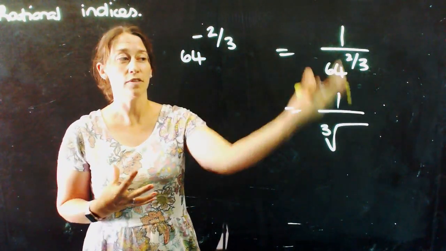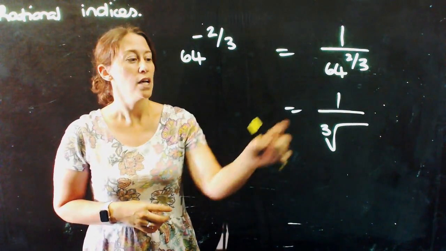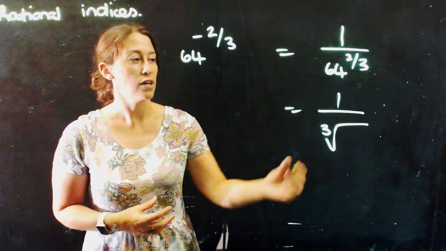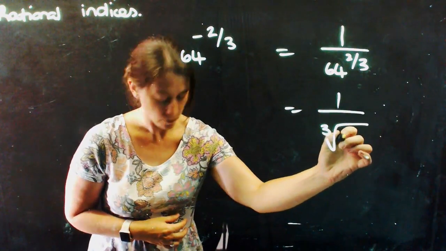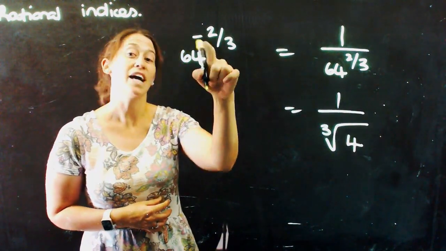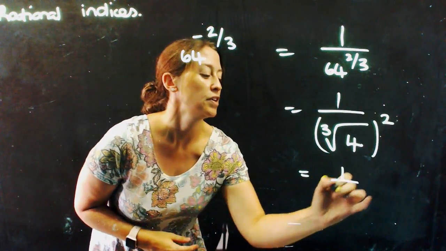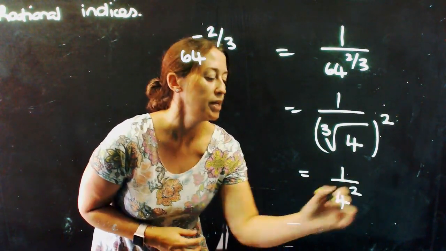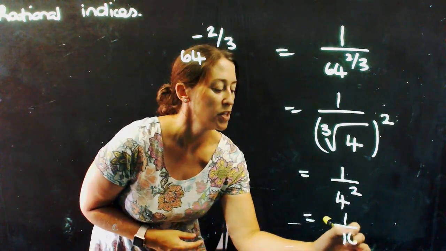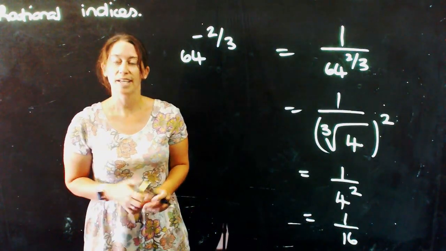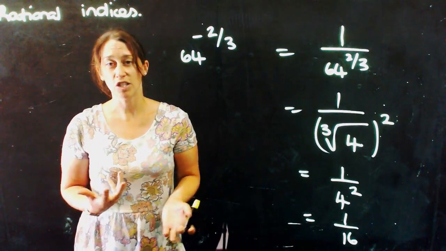Okay, so I'm still going to follow the same process. I've just got a different base. So the cube root of 64 is going to give me 4. And then I'm going to put that to the power 2. So I get 1 over 4 squared, which is 1 over 16. All right, and that's everything you need to know about rational indices.